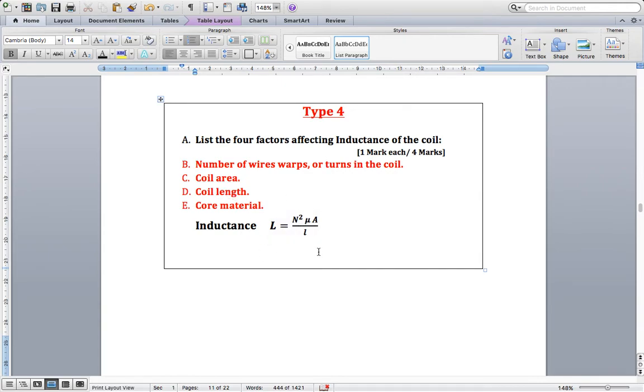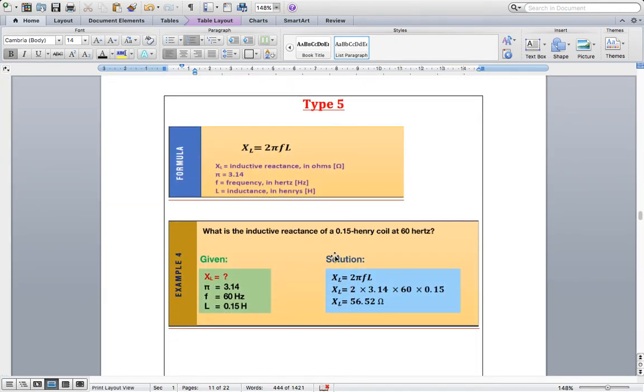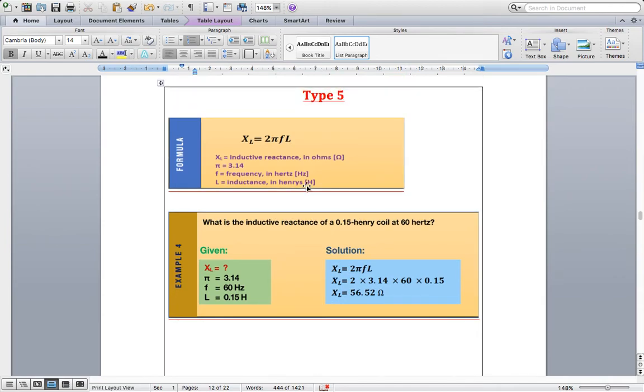So you should write this equation first and write the 4 things which will affect inductance. Type 5 is again similar to capacitance. Remember, I told you there is a resistance similar to resistance. We had capacitive reactance, right? Like that, we have inductive reactance, which is denoted by XL since it's for inductor.